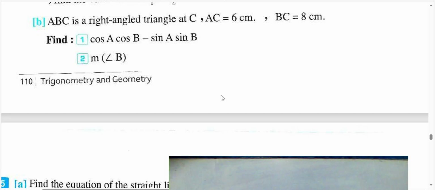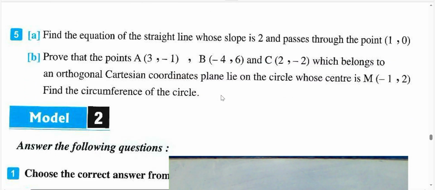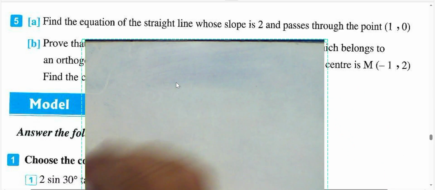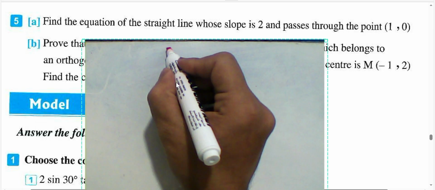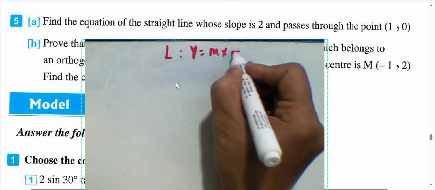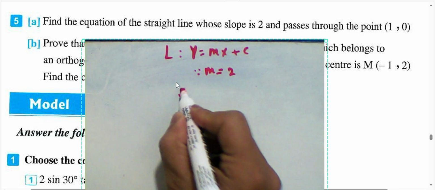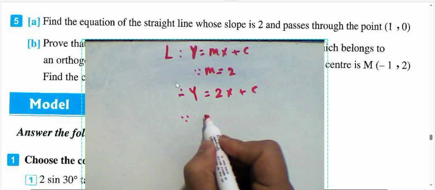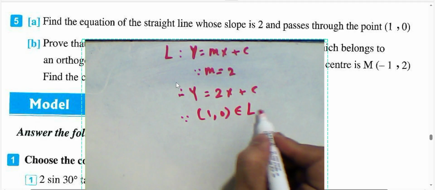Next question. Number 5. Find the equation of the straight line whose slope is 2 and passes through the point (1, 0). Okay, first step, we can write this equation L such that y equals mx plus a constant. He gave me the slope was 2. Then the relation is y equals 2x plus c.